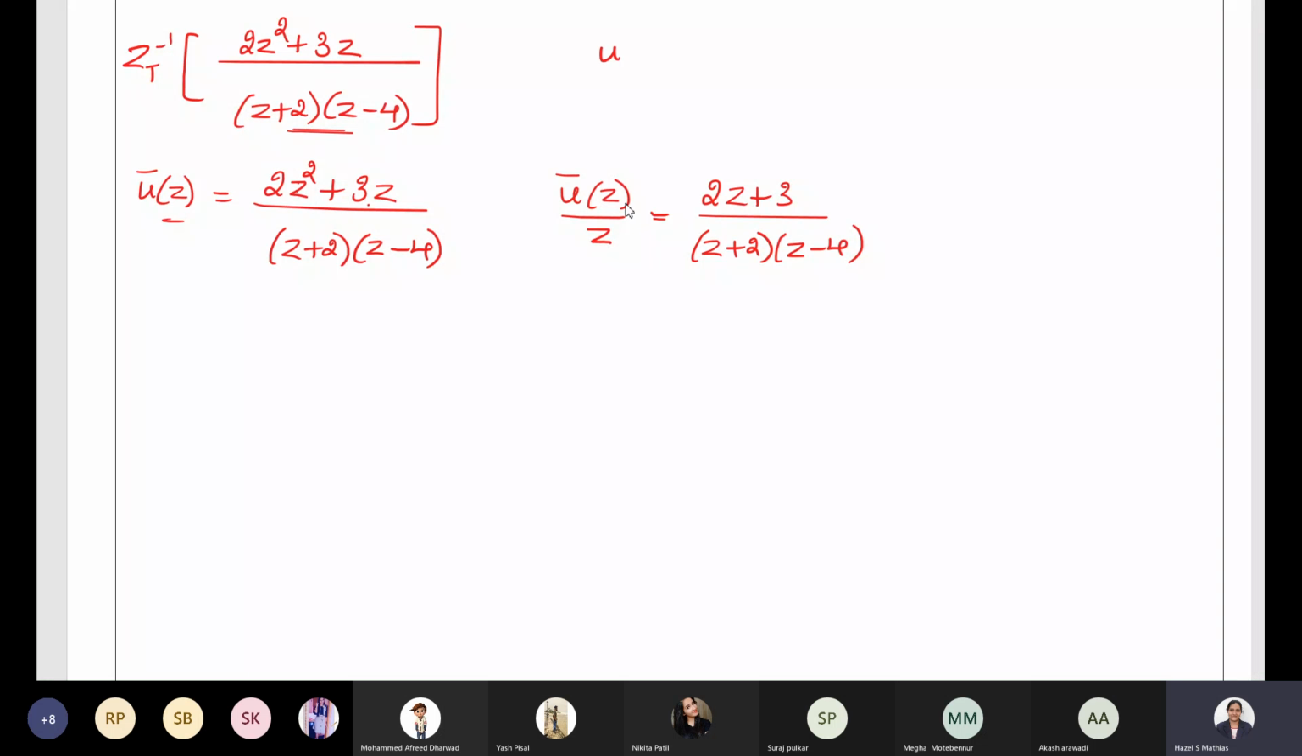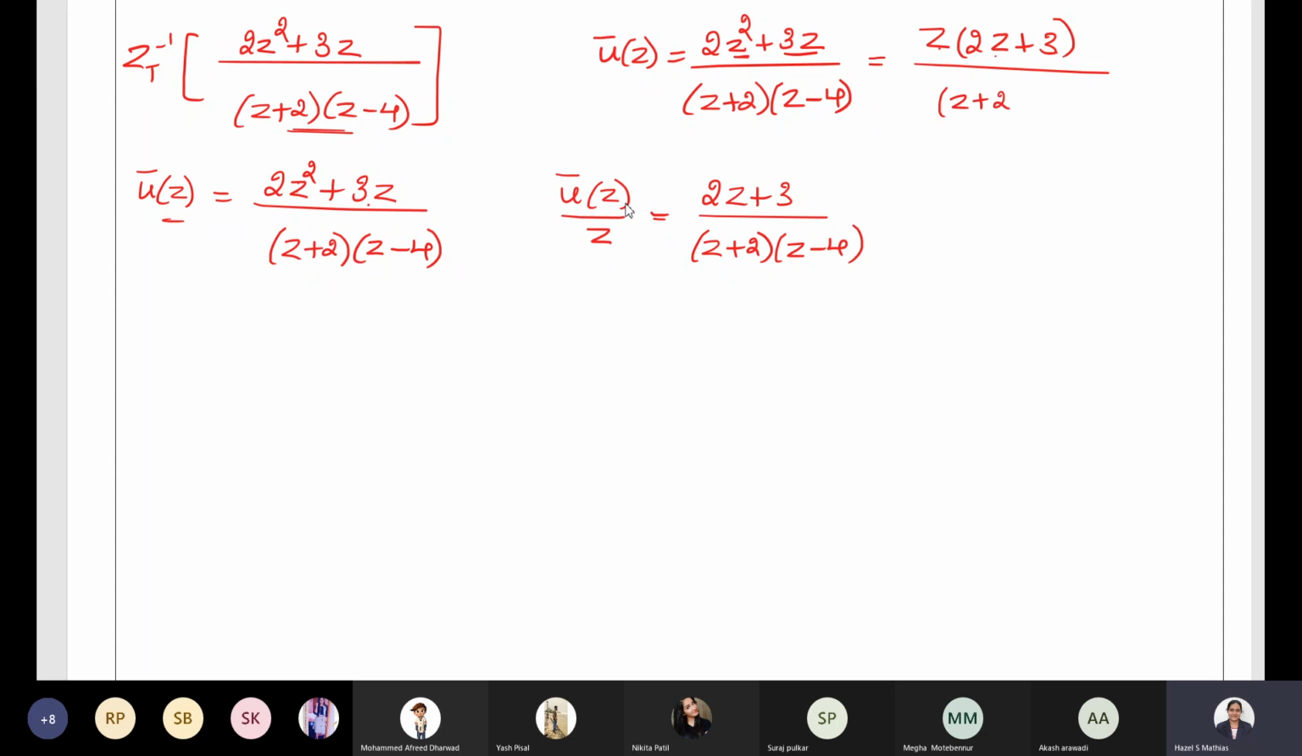Here, see this one. This is u bar of z. What is u bar of z? 2z square plus 3z divided by z plus 2 into z minus 4. In this numerator, I take z outside. If I take z outside, what remains? One more z remains, so 2z remains. Plus from this term, if I take z outside, 3 remains. So when you multiply, you get back the same equation. z into 2z, 2z square, z into 3, 3z. Same thing. I have just taken z out of the entire expression.